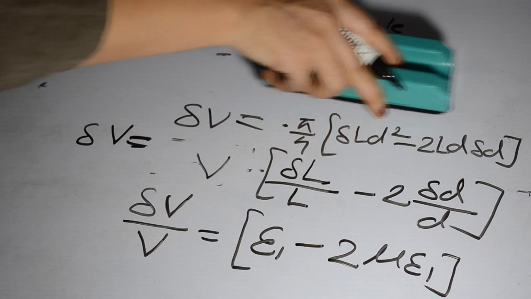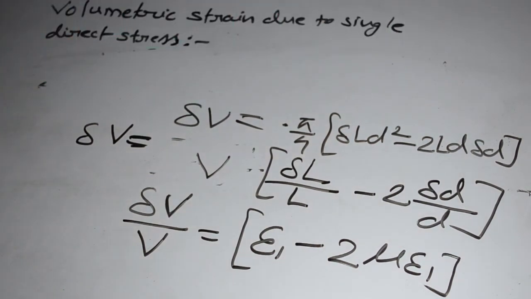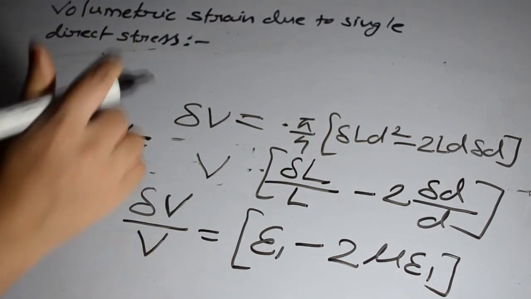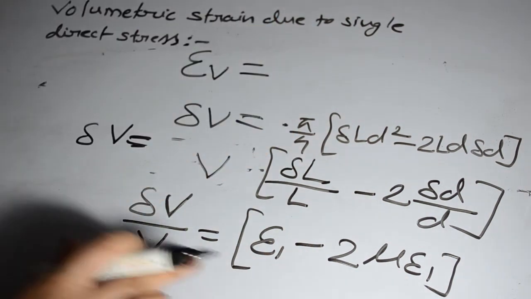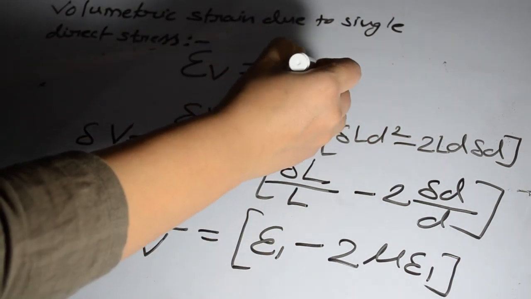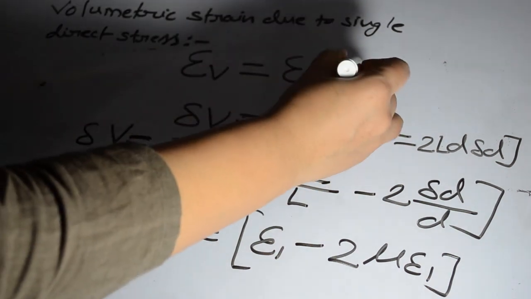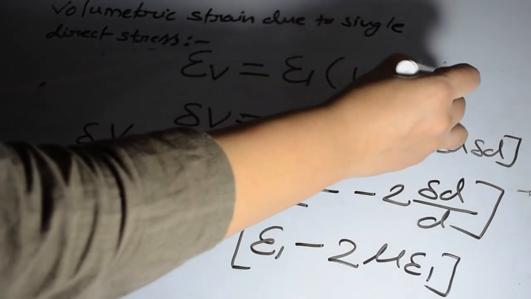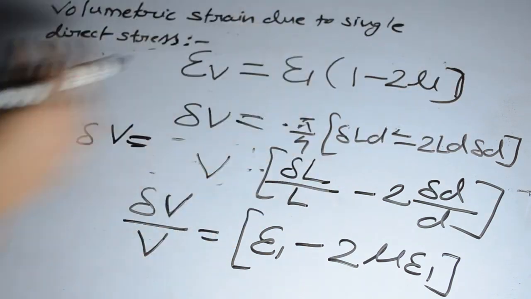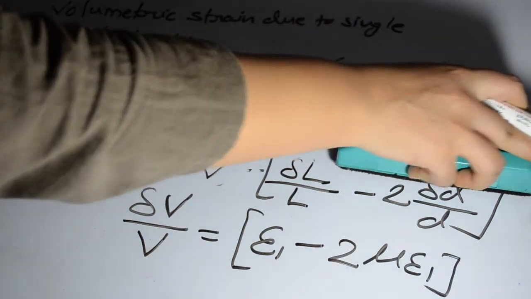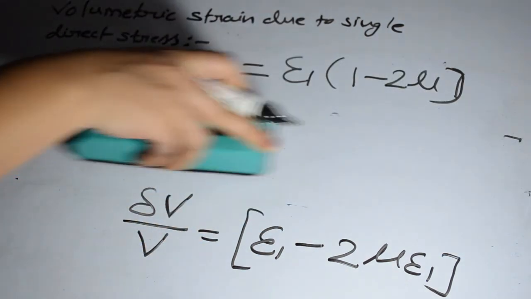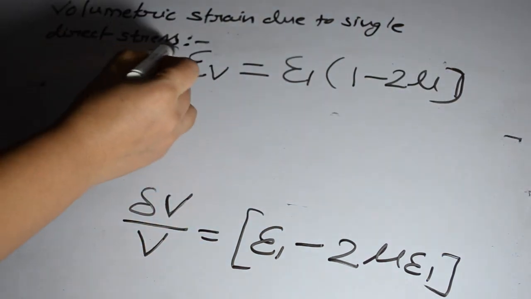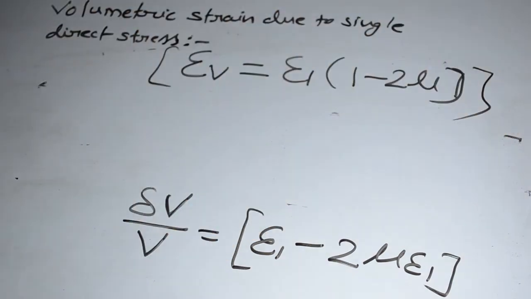Now again the volumetric strain for a circular rod, delta V by V, if we are denoting this by EV, in that condition the equation will be eta 1 into 1 minus 2 mu. This is the equation of volumetric strain due to single direct stress for circular bar.